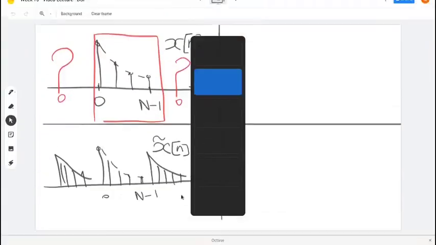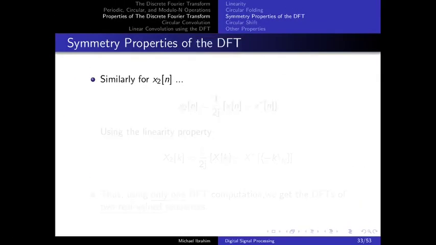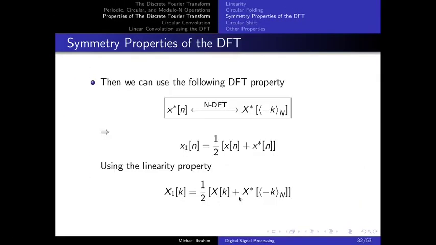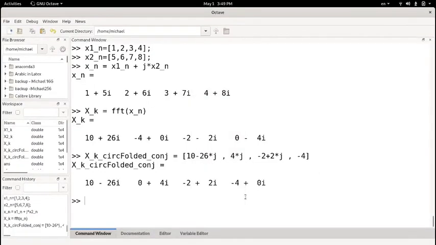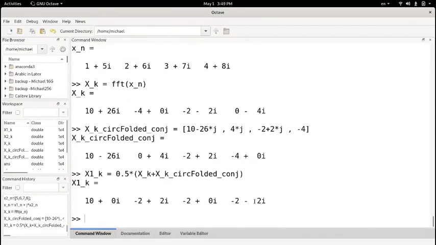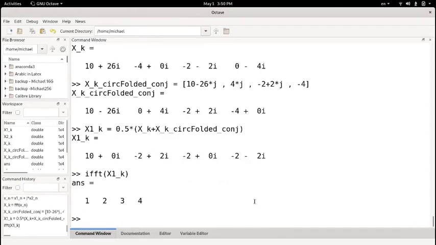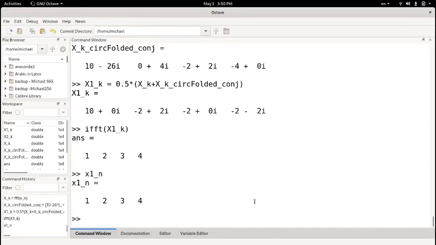So the property here says that if you want to find x1 of k, it's 1/2 x of k plus x conjugate of minus k modulo n, the circularly folded conjugated x of k. So in order to find x1 k, it will be simply 1/2 x of k plus xk circularly folded and conjugated. This will be the DFT of the first sequence. In order to make sure we have the right value, if we do the IFFT of x1k, this will give us the first sequence x1n, 1, 2, 3, 4.